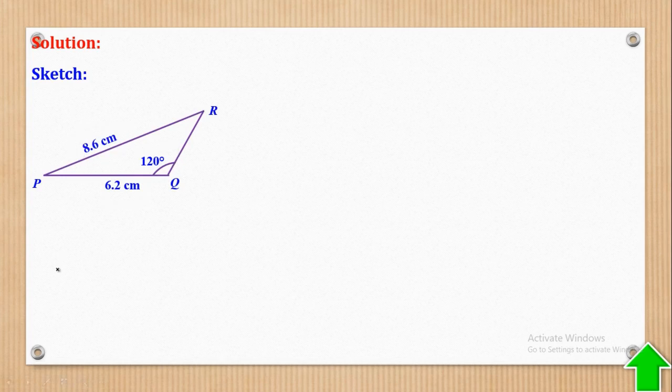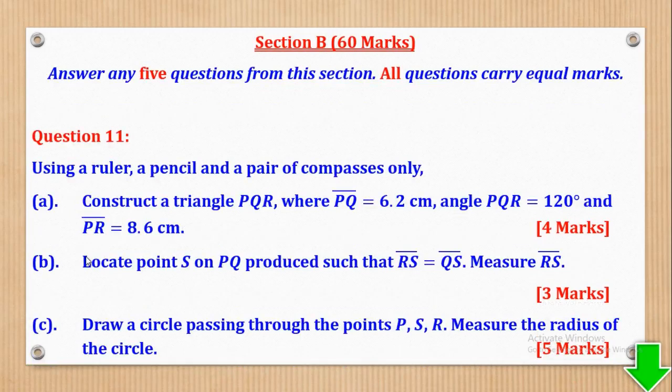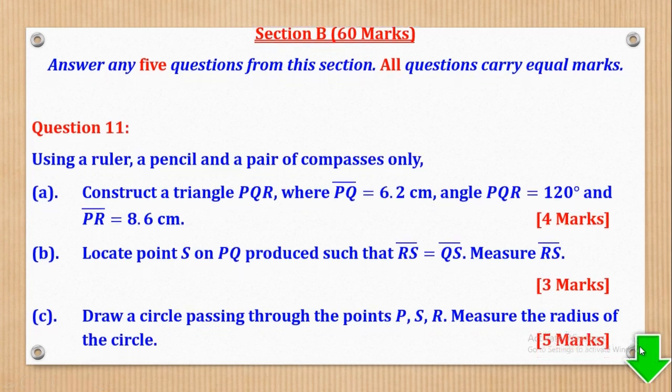Now next, that was part A. Now when you go to part B, they told us, locate point S on PQ produced such that RS is equal to QS and measure RS. So we shall come here.